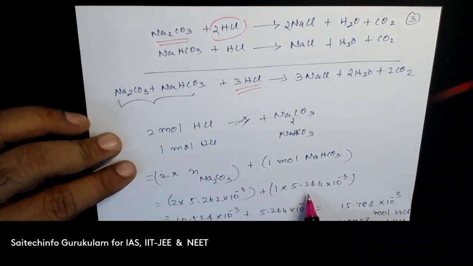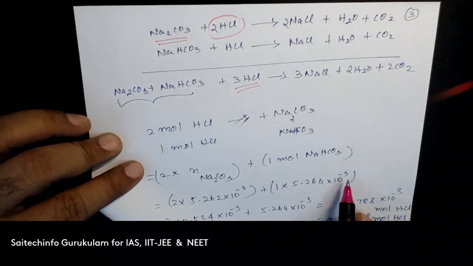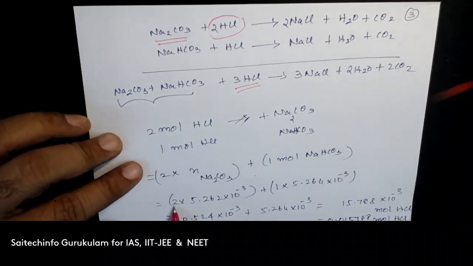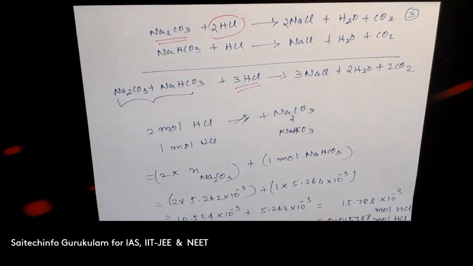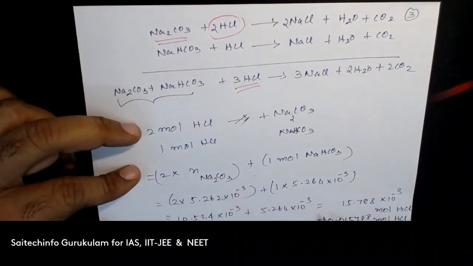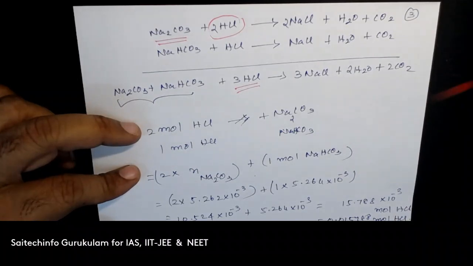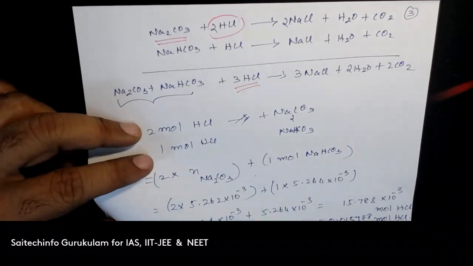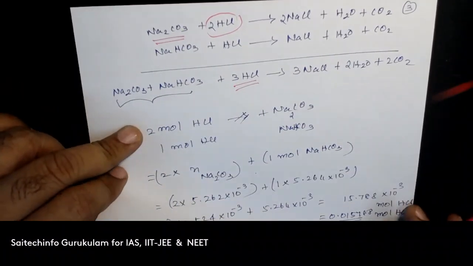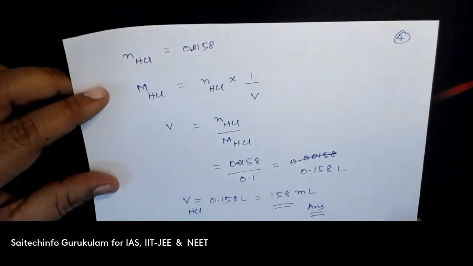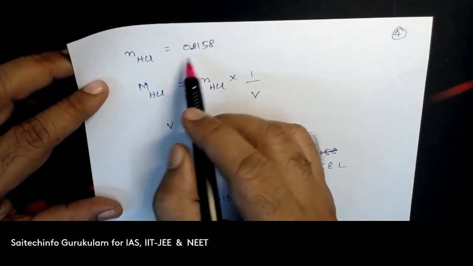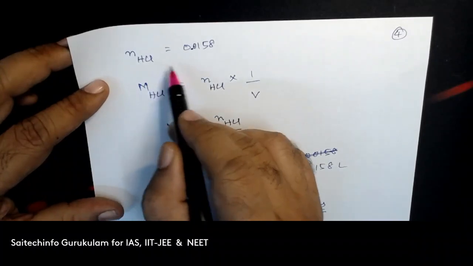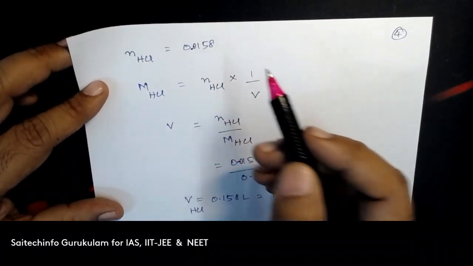So 1 into 5.64 into 10 power minus 3, and this is 2 into 5.262 into 10 power minus 3. We can add, taking 10 power minus 3 as common. So we get 0.0157788 mole, this much number of moles. And here we can simplify, truncate these digits, as number of moles of HCl as 0.0158.